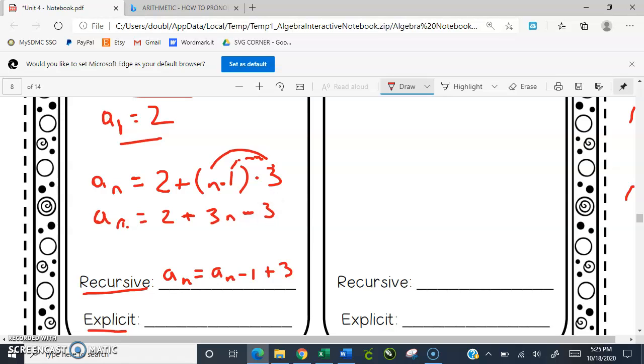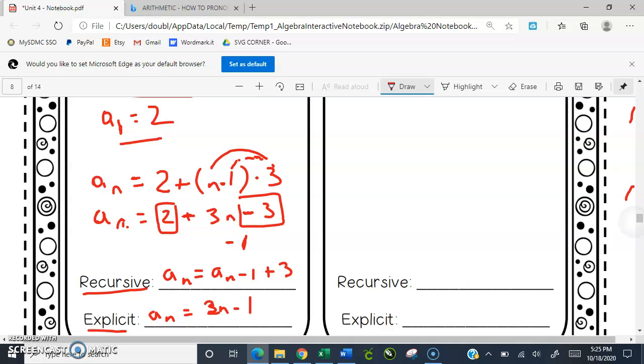Now we can combine like terms. We have a 2 and a negative 3, so positive 2 minus 3 is negative 1. And we can write our explicit formula: a sub n equals 3n minus 1. Remember, n is your term number. So if we were looking for the 9th term, we would plug in 9 where we see the n, and then minus 1 from that.